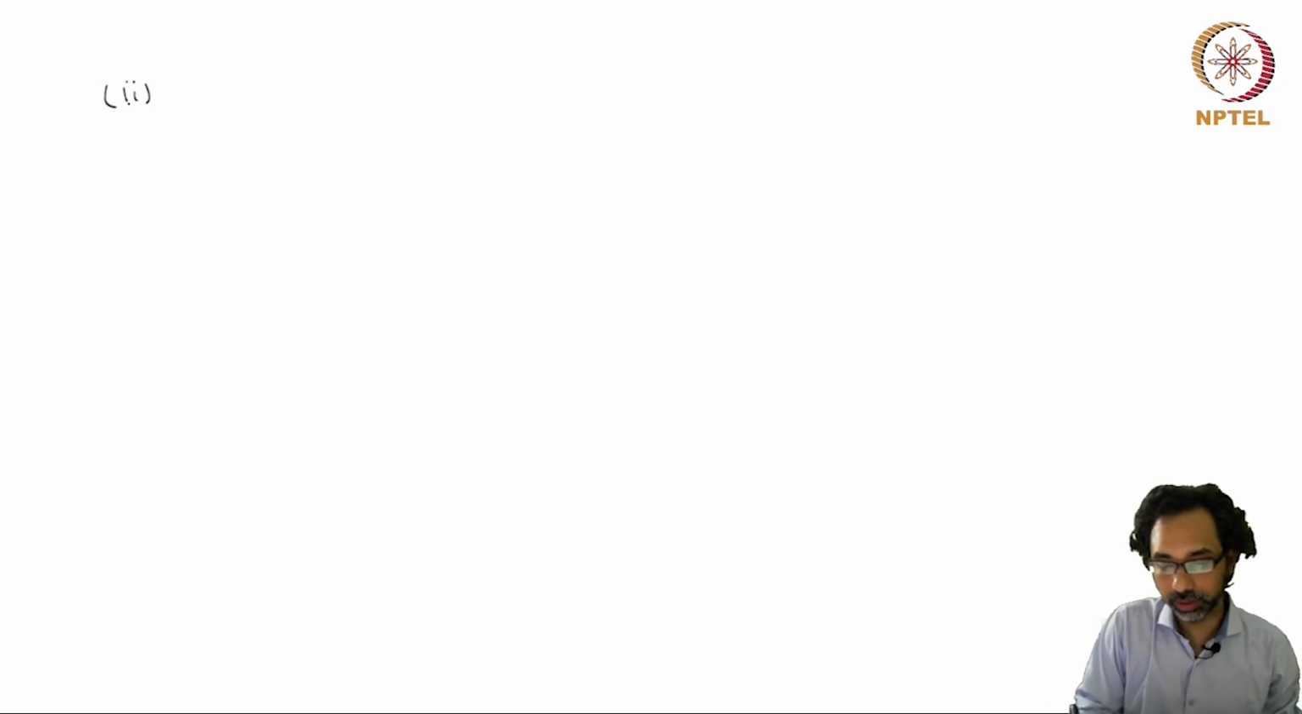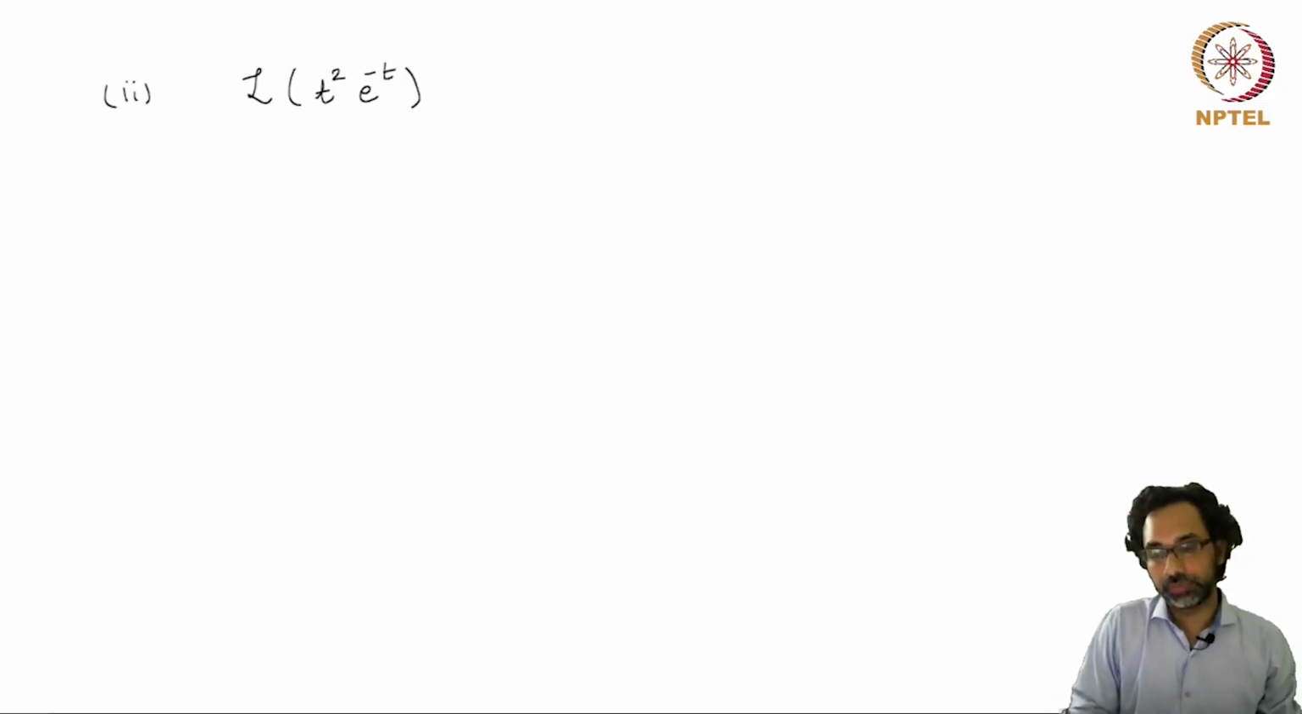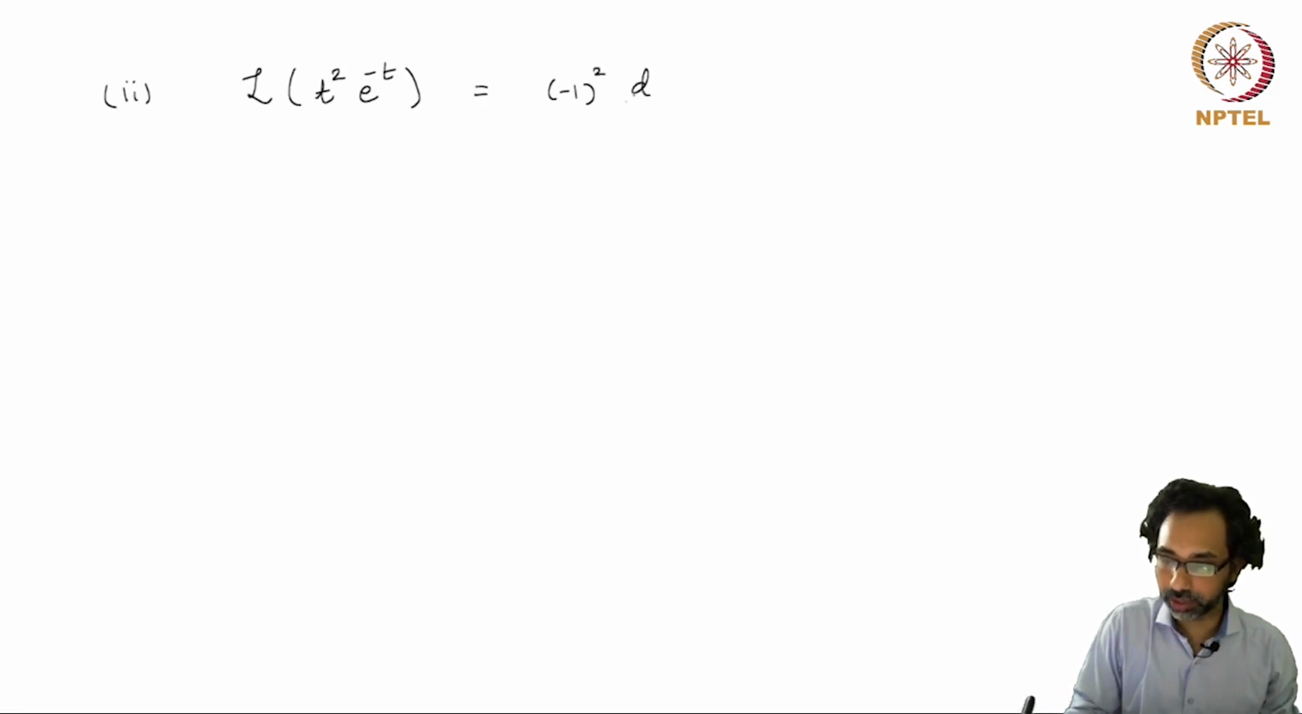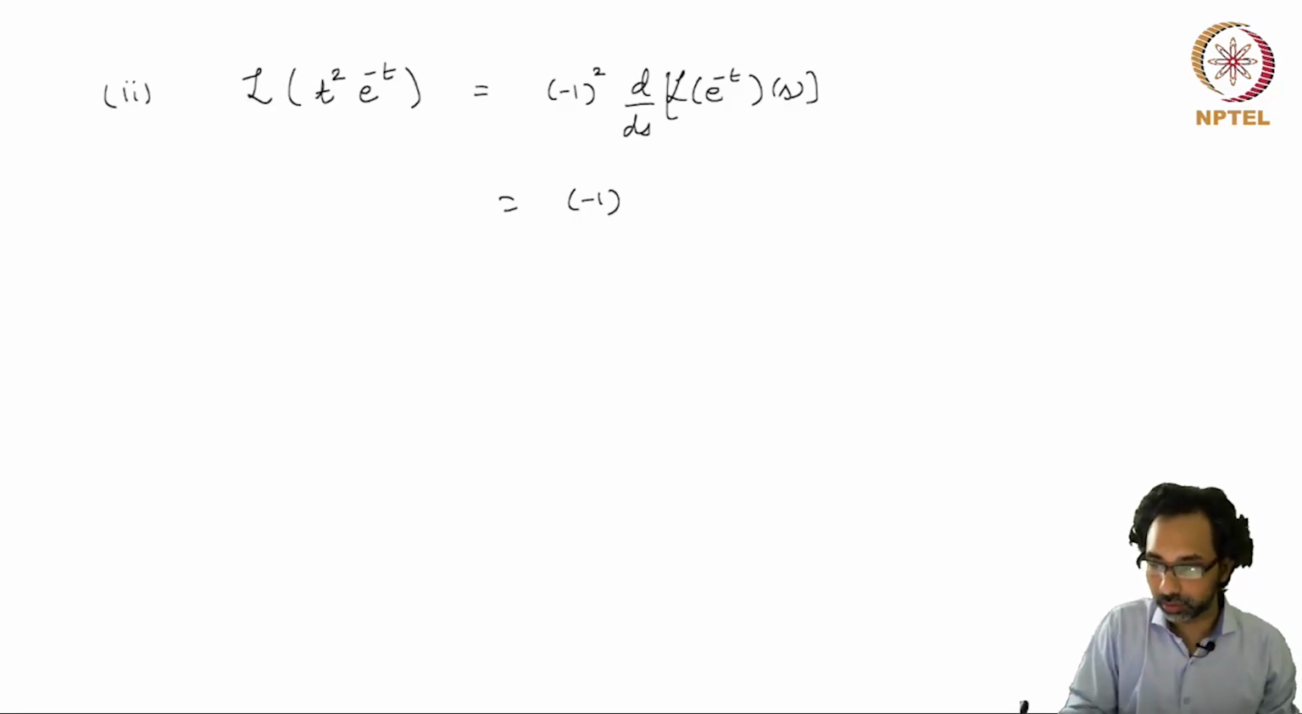Now let us see another example. So let's compute the Laplace transform of t square exponential minus t. So we know that this is minus 1 to the power 2, twice derivative, so d2 by ds2, of the Laplace transform of e to the power minus t, which is simply 1 over s plus 1.